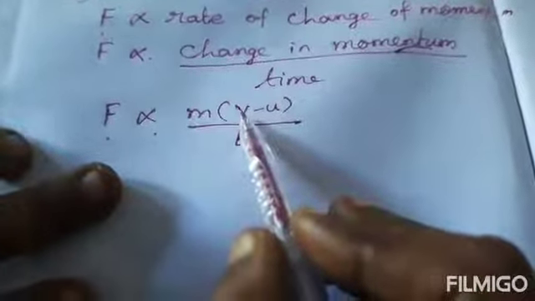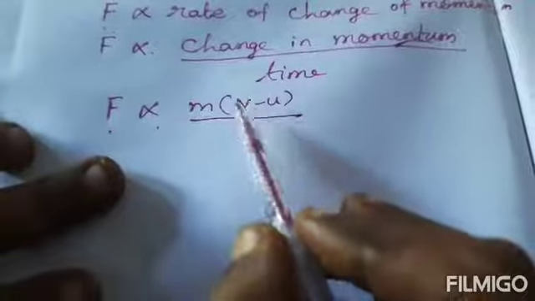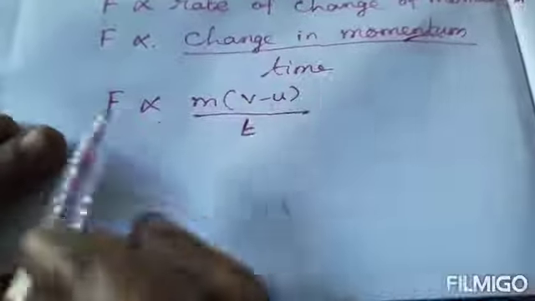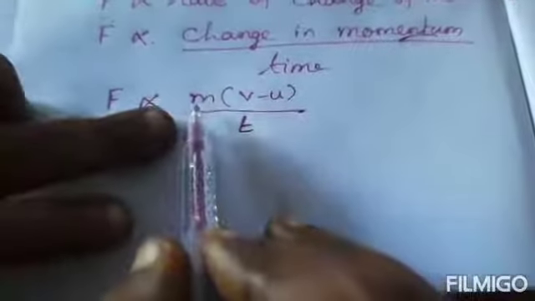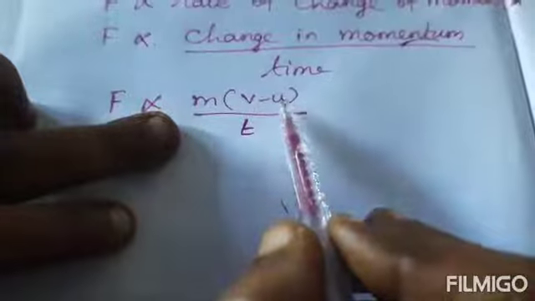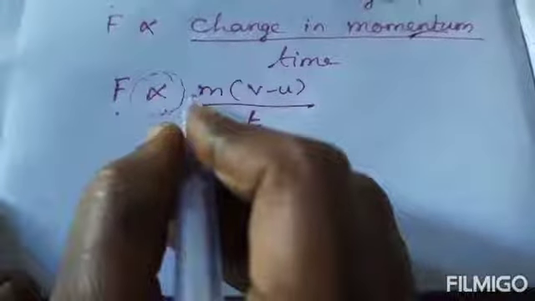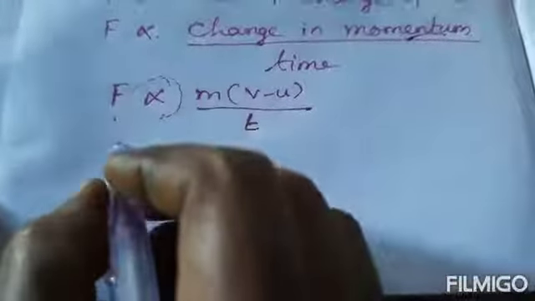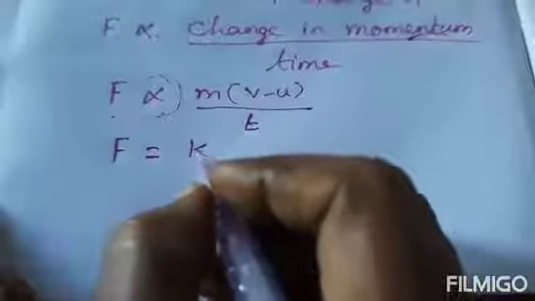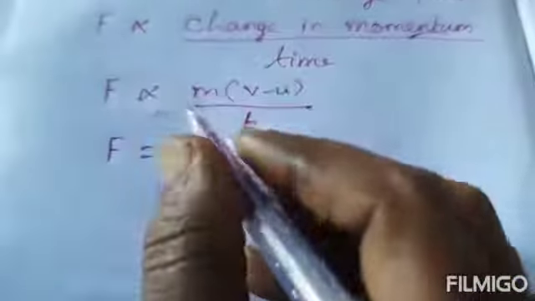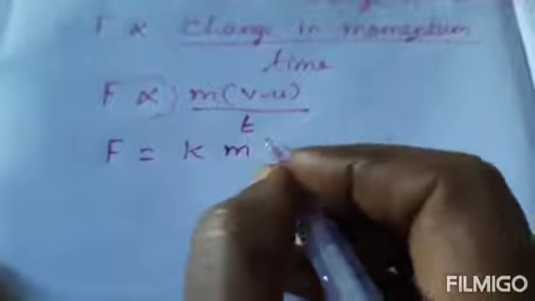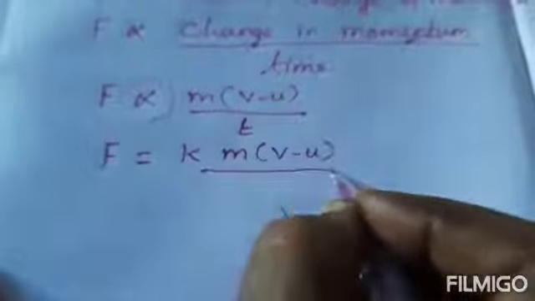Don't forget, first you have to write v. Some students will write u first, and that is wrong. V only, first you have to write. So v minus u divided by t. Now, F means force, m mass, v final velocity, u initial velocity, t time. Then we can take this proportionality symbol and put equal to. For that you have to write one variable, that variable is k. So F equal to k into m into v minus u divided by t.